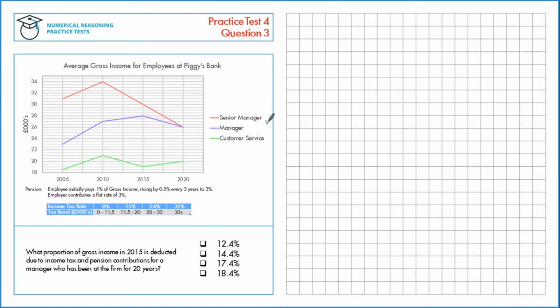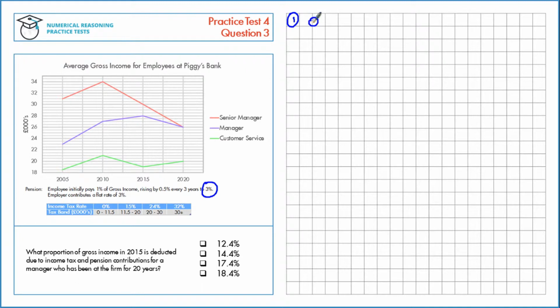What proportion of gross income in 2015 is deducted due to income tax and pension contributions for a manager who has been at the firm for 20 years? First, let's determine the pension contributions for this manager. So, if they've been at the firm for 20 years, they're getting the full 3% employee payment.